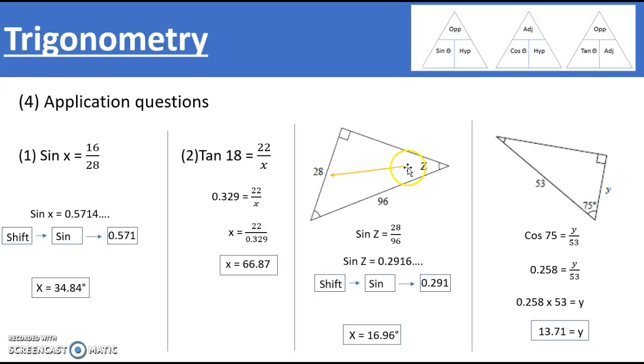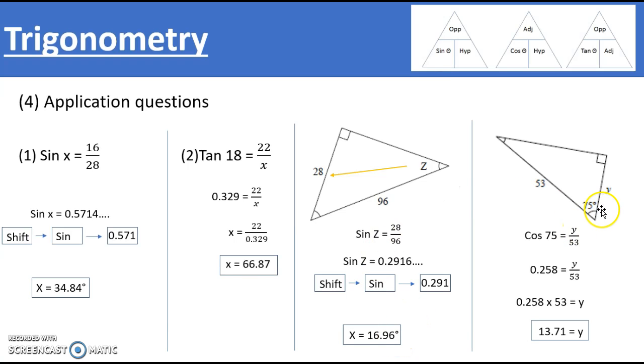For our third one, this is our angle. Our opposite is 28, and our hypotenuse, because it's opposite the right angle, is 96. So again, 28 divided by 96, we get that. Shift or second function sine, and the answer should lead us to 16.96 degrees.